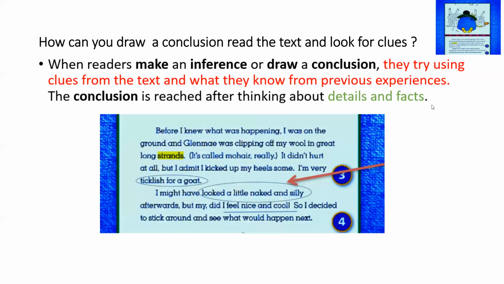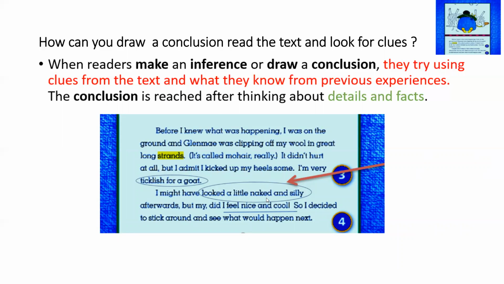So this is the text that I've given you, and I have circled this sentence here and a bit of this sentence right here, and I've underlined these words right there. I'm trying to look for details within the text and some prior knowledge, and I want to come to a conclusion for the question, why does Geraldine feel silly after Glenmay clips off its wool?